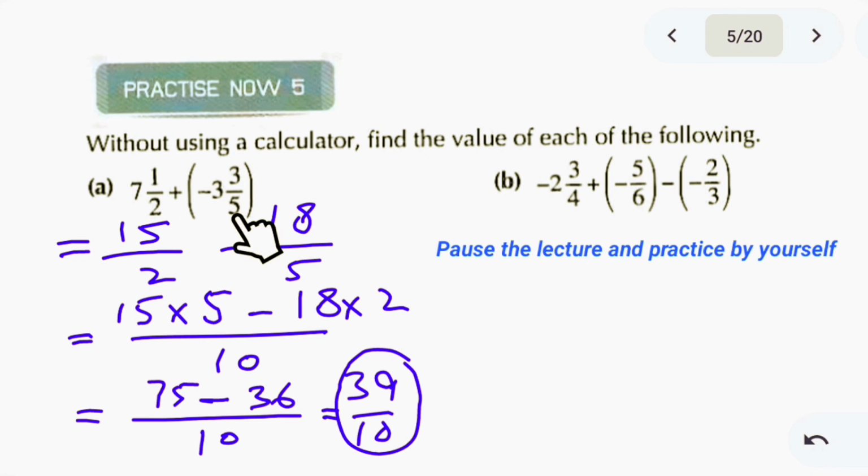Now for your practice we have two parts. The first part is solved by me. You can see the first step of doing this is to convert the mixed fraction into a simple fraction. Then we find the LCM of 2 and 5. After finding the LCM, we divide it by the denominator and multiply it with the numerator, and lastly we add or subtract them and we get the answer. So I would recommend that you please pause this video here and solve the B part by yourself and practice this concept before moving to the next part.